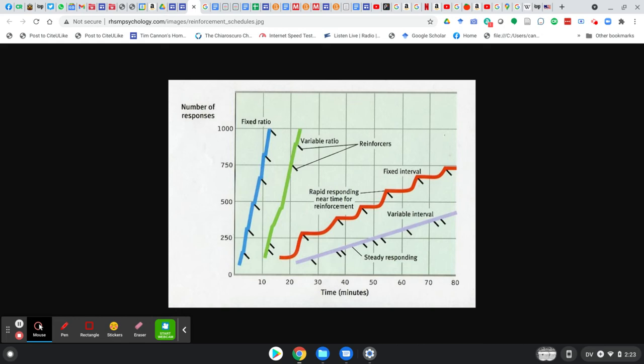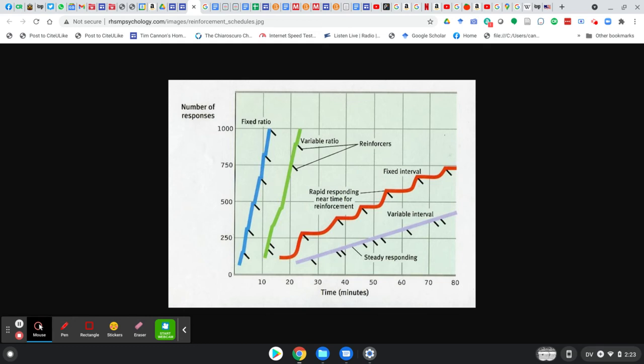Coal mines used to make you fill a coal car to get your money. But if the coal settled as the car was being dragged out of the mine and it didn't hit a stick at the top, you didn't get full credit. Pretty evil. So here's fixed ratio on the left, variable ratio on the right.